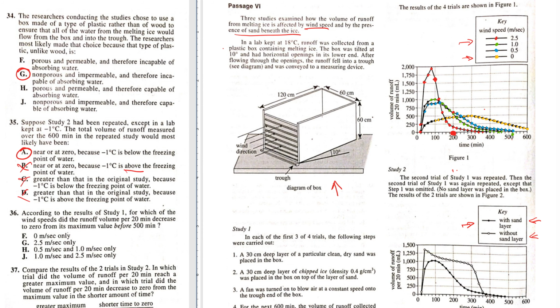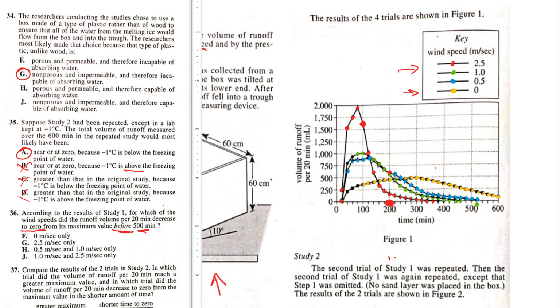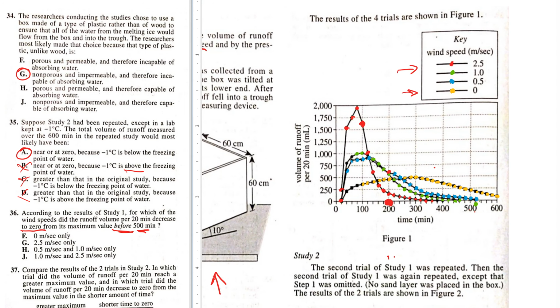Okay, 36. According to the results of study 1, for which of the wind speeds did the runoff volume per 20 minutes decrease to 0 from its maximum value before 500? All right, let me see if I can increase this a little bit. So here's number 1. All we have to do is look before 500.